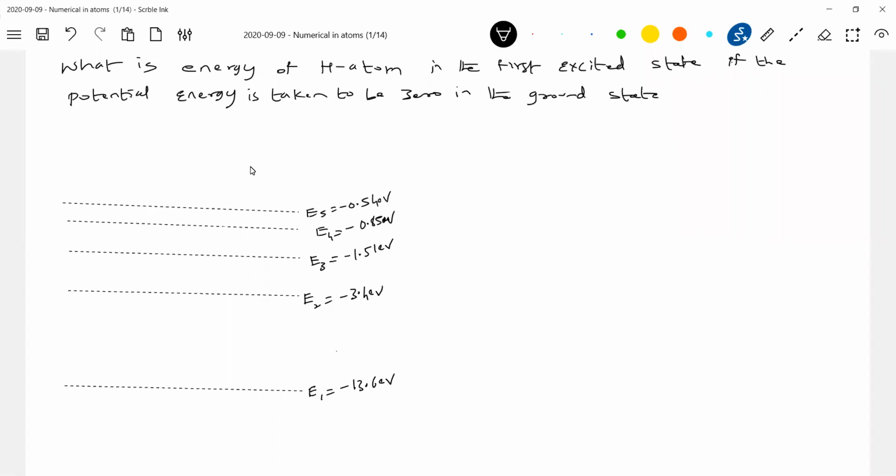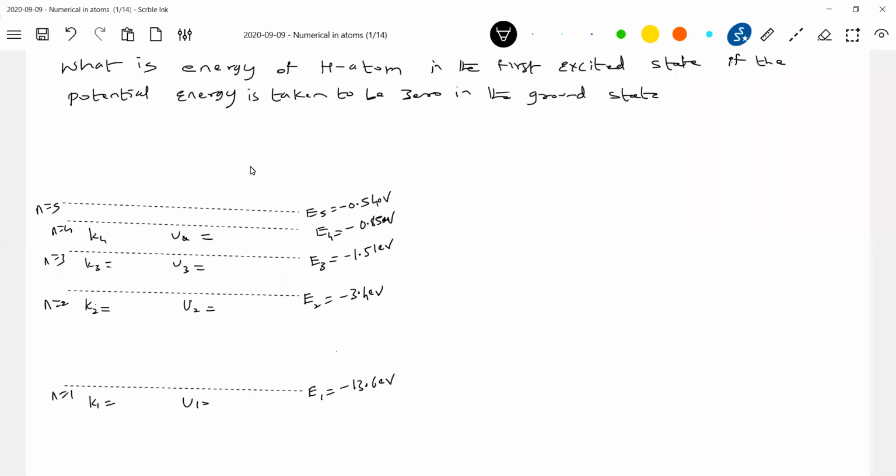So this is energy level 1, 2, 3, 4, and this is 5. This is the ground state. What about the potential energy here? And what will be the kinetic energy in each state? When you make the energy in the ground state, the potential energy is 0, then what will happen to the other forms of energy is what we are trying to discuss here.